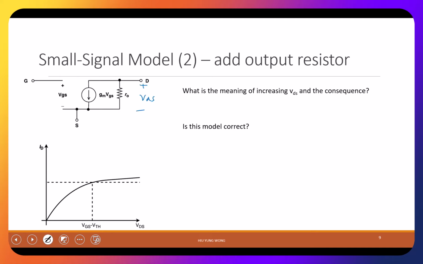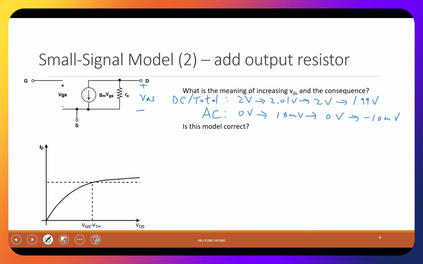What is the meaning of increasing VDS? Again, when I have a DC or a total signal, biasing plus the small signal, I might go from, for example, let's say 2 volt to 2.01 volt to 2 volt, going up and going down. Remember, it's just signal, becomes 1.99 volt. And what we care about again is the AC signal, meaning I have 0 volt drain output, becomes 10 millivolt, becomes 0 volt, becomes negative 10 millivolt.